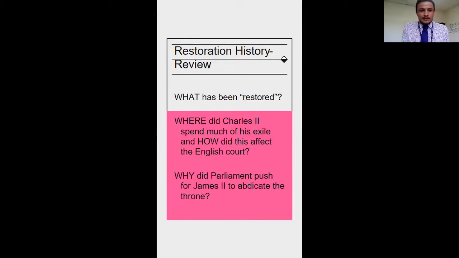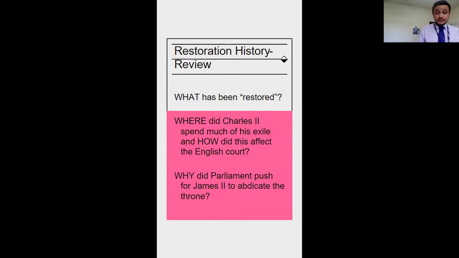Some of the questions that I would like you to answer to yourself is, what has been restored? Why are we calling this period the restoration period? Because in order to call it restoration, something needs to be restored. What was that thing that was restored during this 18th century in Great Britain? Think about it, read about it.